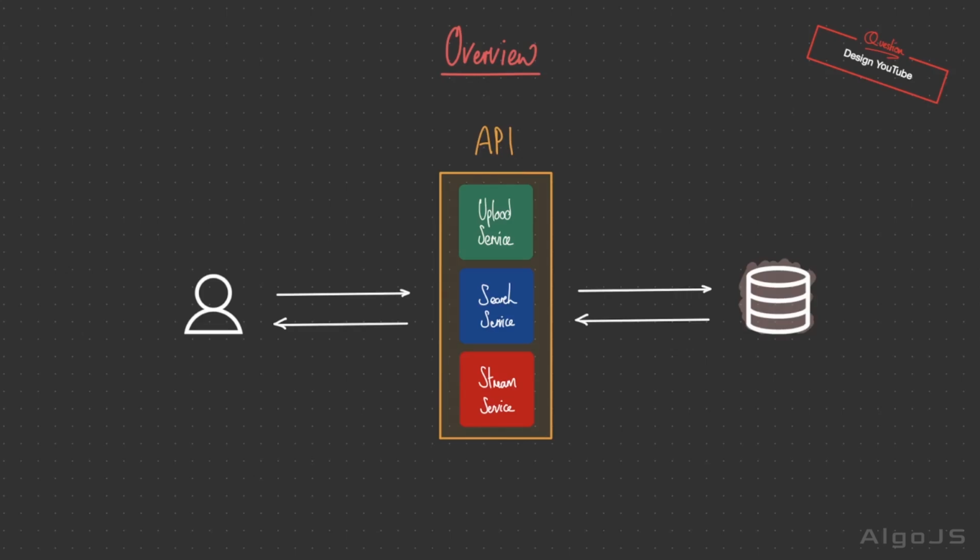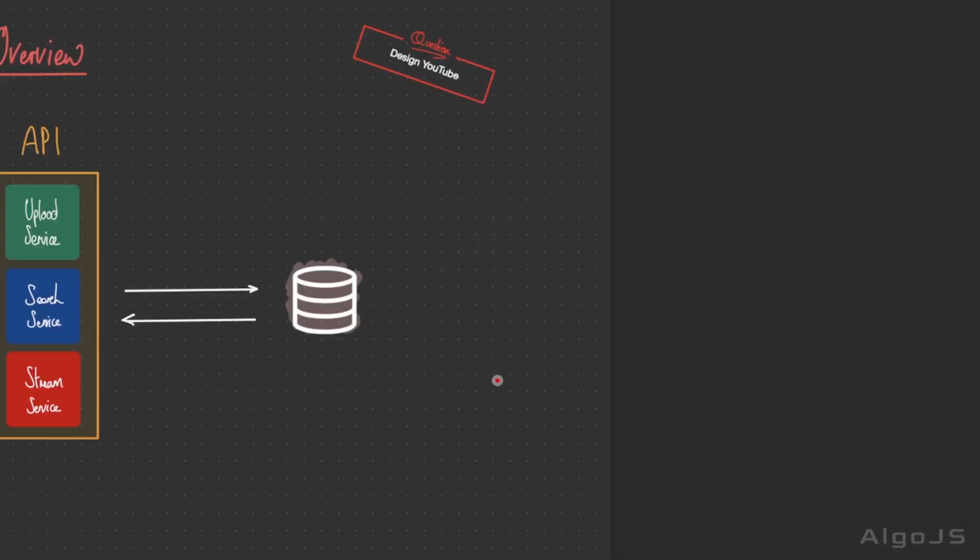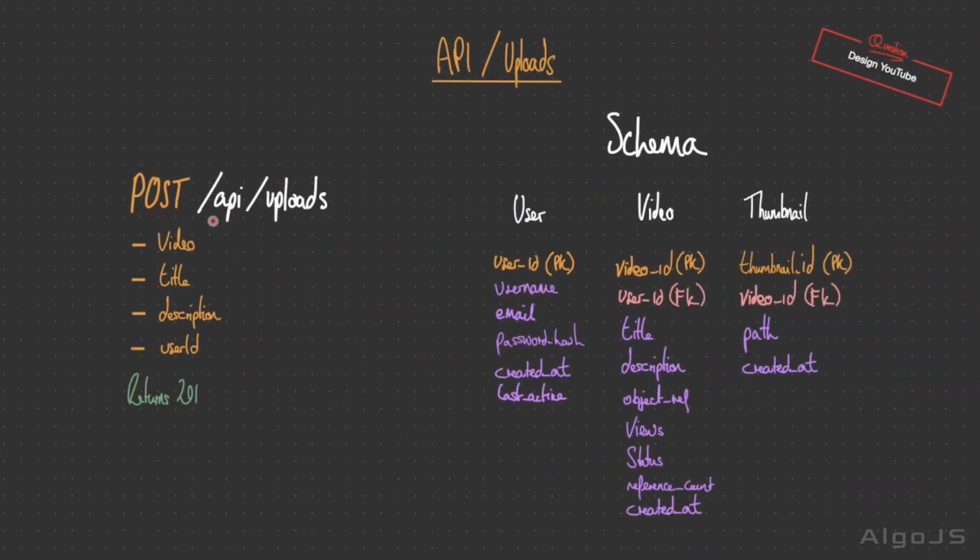Now, this system is going to be rather complex, so let's split these up and begin looking at the API design and database schema for the upload process. So in the upload process, we have a POST request at the endpoint /API/uploads. We're also going to pass in the parameters of video, title, description, and user ID. And once this is completed successfully, we're going to return a 201, successfully created.